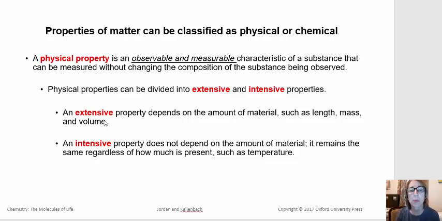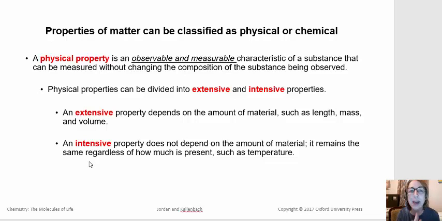An extensive property depends on the amount of material, such as length, mass, and volume. So, talking about ice cream, if I have 2 gallons of ice cream, that's more than 1 gallon. So, the more ice cream I have, the more volume it takes up, the more its mass.